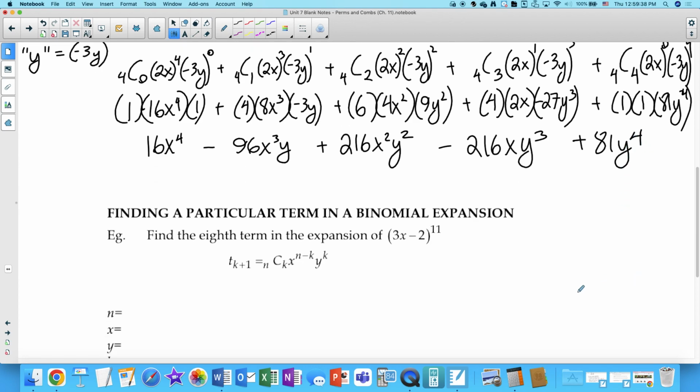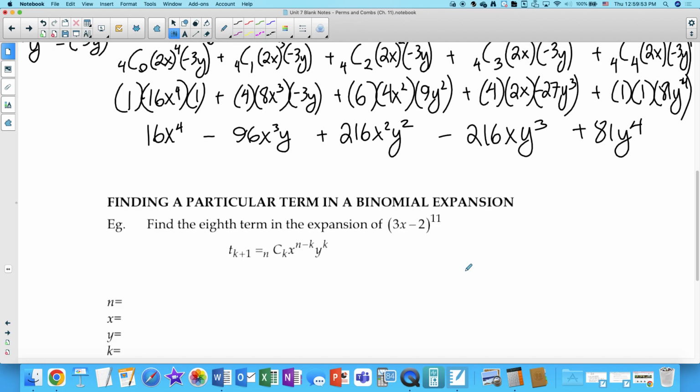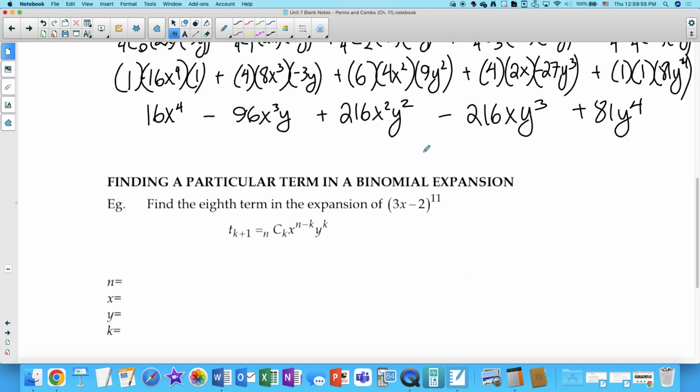So this is a more common type of question where you're just looking for one term. Find the 8th term in the expansion of 3x minus 2 to the 11. You just want the 8th term. Okay. So when you are asked for just one term, this piece becomes really important because if you can just identify these 4 things, you can just plunk everything into the formula.